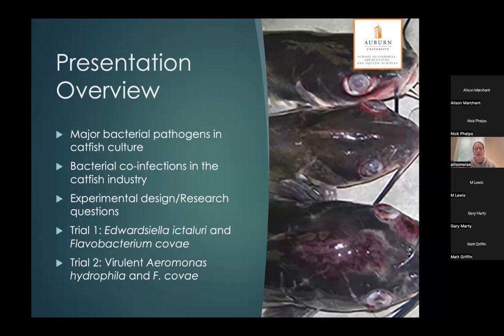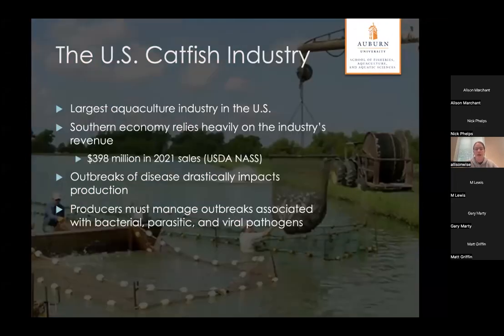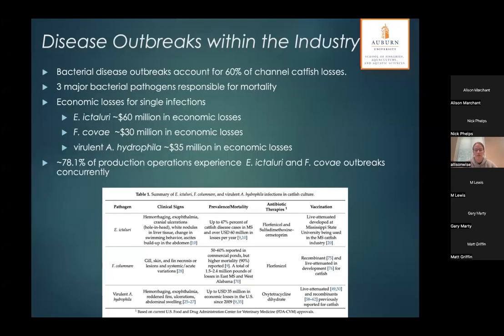And then for the second, I'll go into looking at virulent Aeromonas versus F. covae in channel catfish. So the U.S. catfish industry is the largest aquaculture industry in the United States. And the Southern economy relies heavily on the industry's revenue, bringing in about $398 million in 2021. Outbreaks of disease drastically impact production. So producers have to manage outbreaks associated with different pathogen types. Usually bacterial, parasitic, and viral pathogens can affect the catfish industry. Like I mentioned before, the outbreaks do drastically impact mortality and will affect the industry's economy.